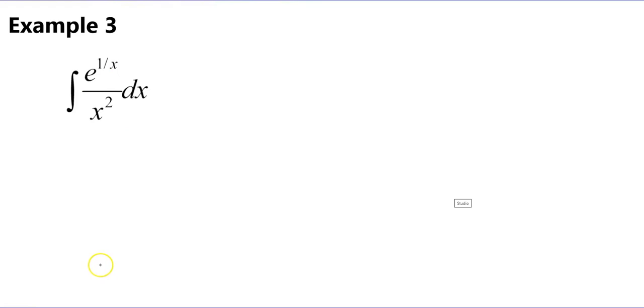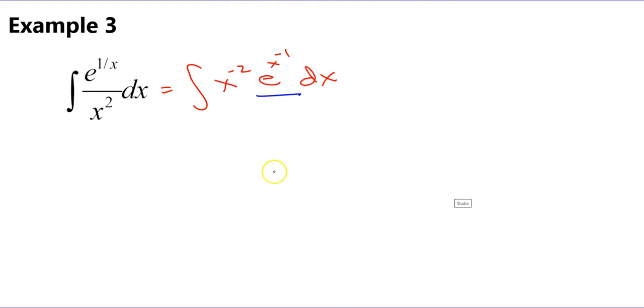All right, let's take a look at this one. To me, it might be a little bit difficult to spot what's the inner, what's the outer. So let's start with a rewrite here. We can rewrite that x squared in the denominator as x to the negative 2. And similarly in the numerator, we can rewrite the 1 over x as x to the negative 1. Now if you'll notice, the derivative of x to the negative 1 is some form of x to the negative 2, right? So the outer function in this case is e to the x, okay?